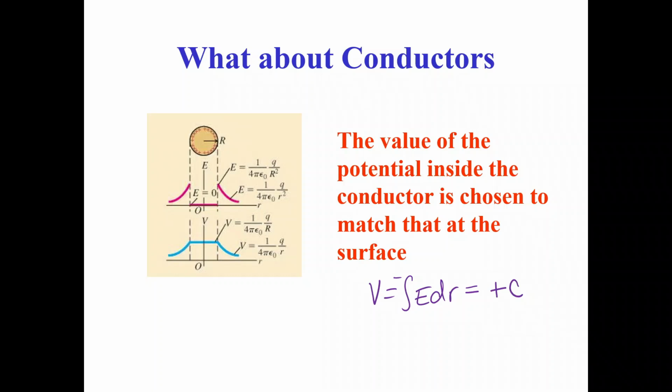That constant of integration, it could represent any value. But what we want is for that constant of integration to make sense. So we always assume that our constant inside is equal to whatever the surface value is. So our potential inside is constant, and it is equal to our surface value.